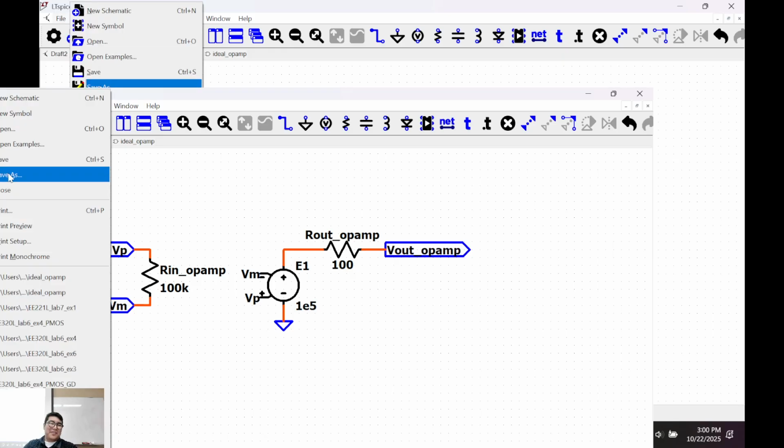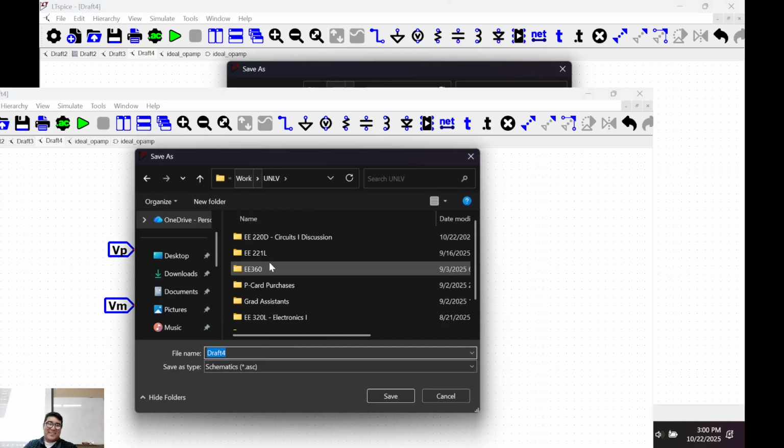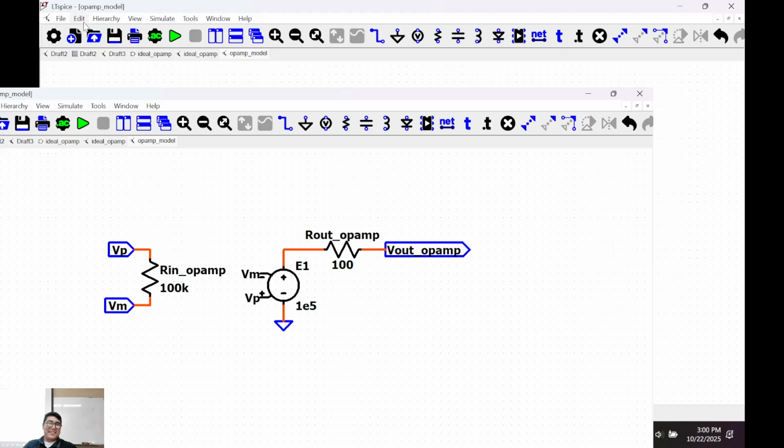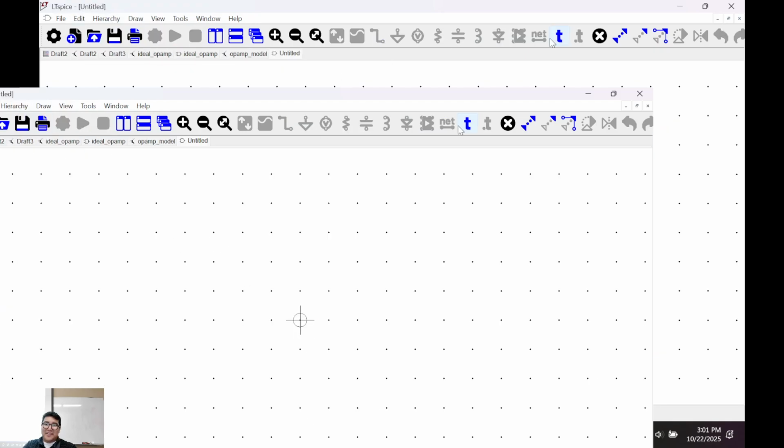So I'm going to do this. Save as op amp model. Cool. I'm going to create a new symbol. Let me see, new symbol. Let's create a line. Draw. We're going to draw the worst op amp in the world.